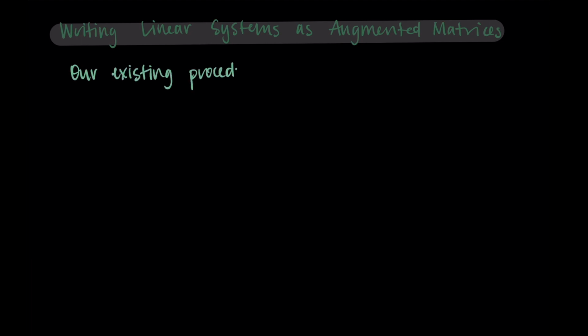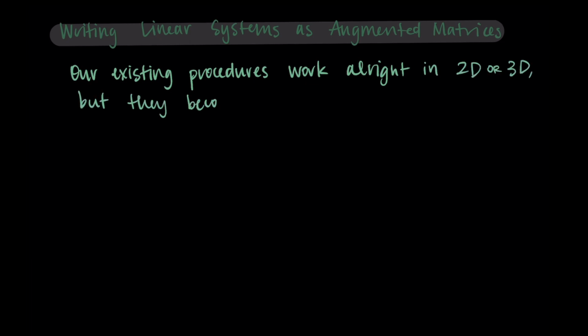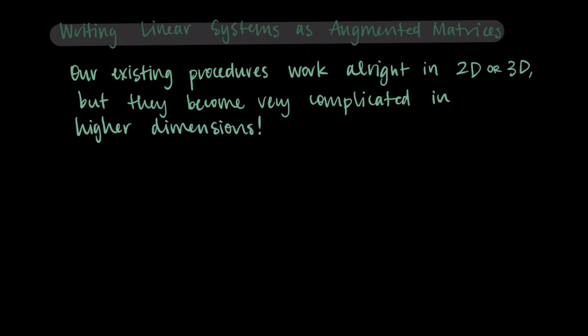So the motivation here is that we have procedures that work okay in 2 dimensions or 3 dimensions, that's with 2 variables or 3 variables, but they're going to become really complicated once we start to do higher dimensional things. So we're going to come up with a more specific procedure that works with a matrix and that is easier to do computations with, both easier by hand and easier with a computer.